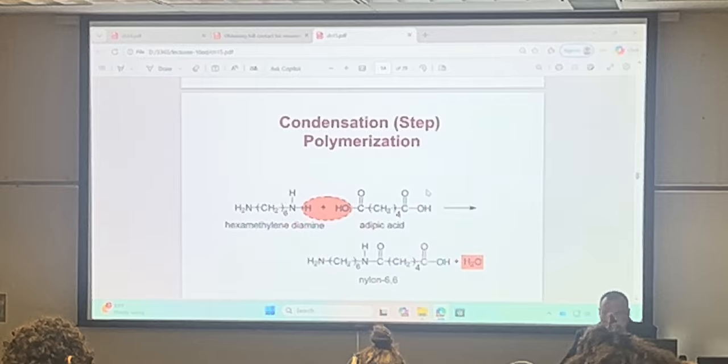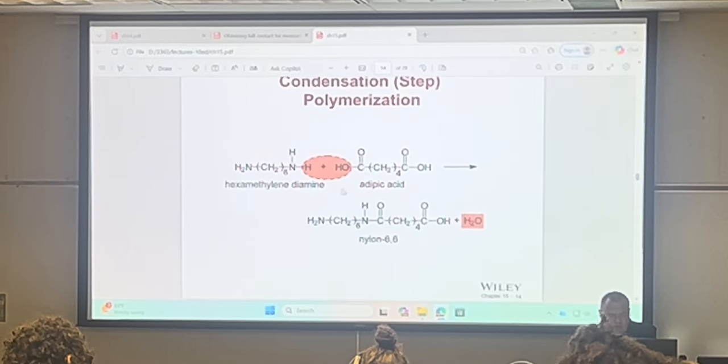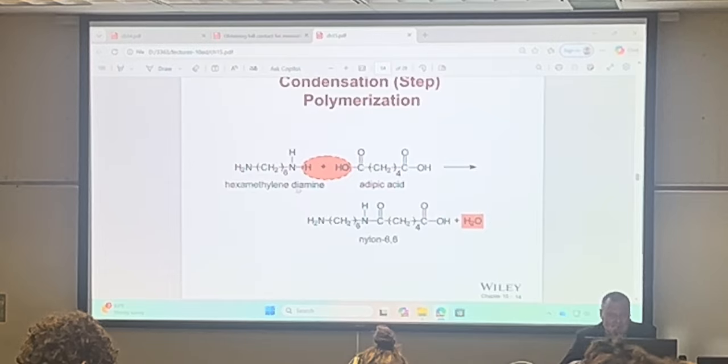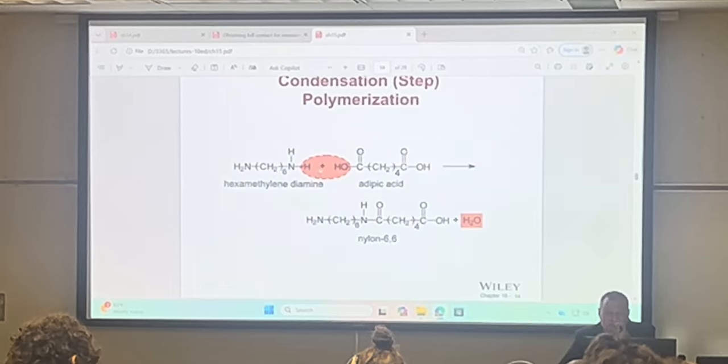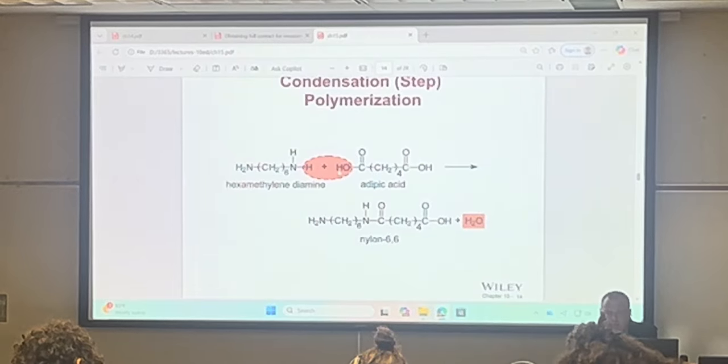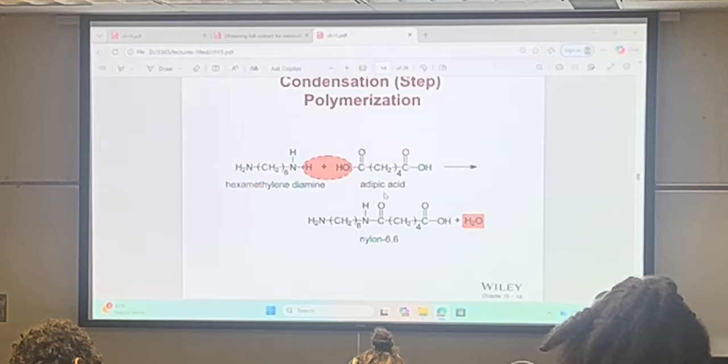For the condensation or step polymerization, here's the hexamethylene diamine, which has the hydrogen on one side and the OH group on the other side of adipic acid. And that's how you form nylon 66 and some water. So there's a chemical reaction that happens to form nylon.